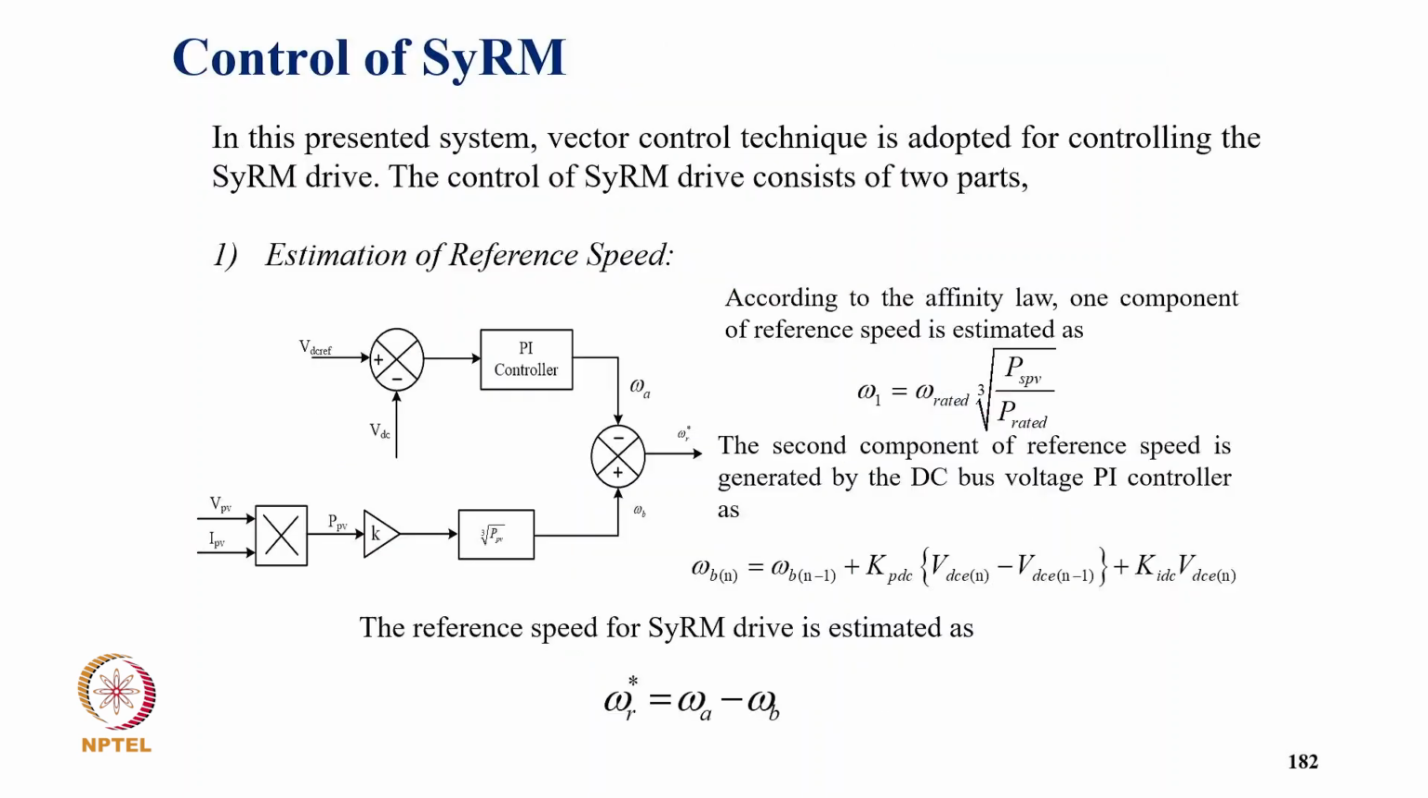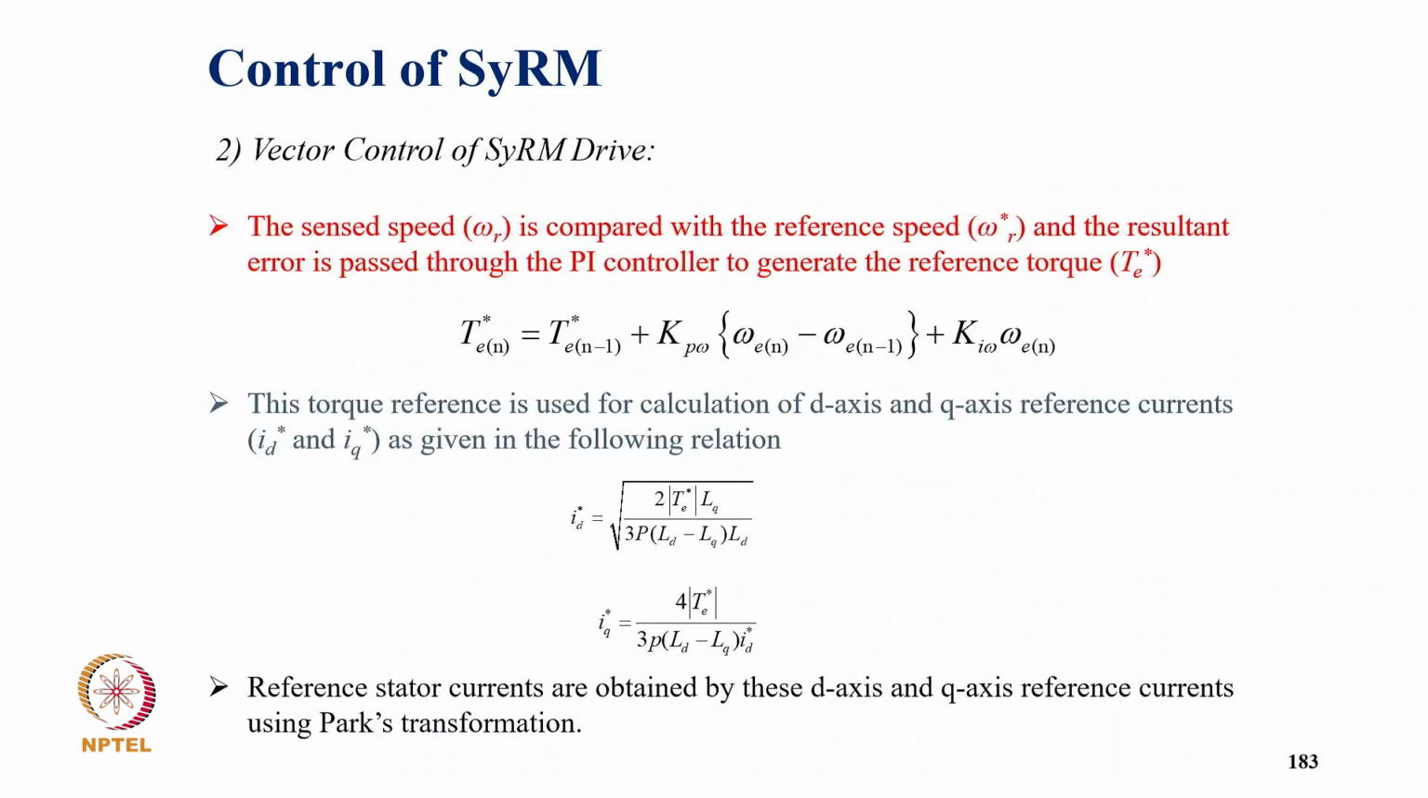So coming to this presentation, the vector control technique is adopted for controlling the synchronous motor, and the control is two-part: estimation of reference speed. We have a reference speed, as shown, from the DC link voltage controller. We have one term from the power, which is positive, and another negative from the DC link voltage control. We have a reference speed, and then we have a feedback estimated speed. So we get the reference speed from the DC link voltage control.